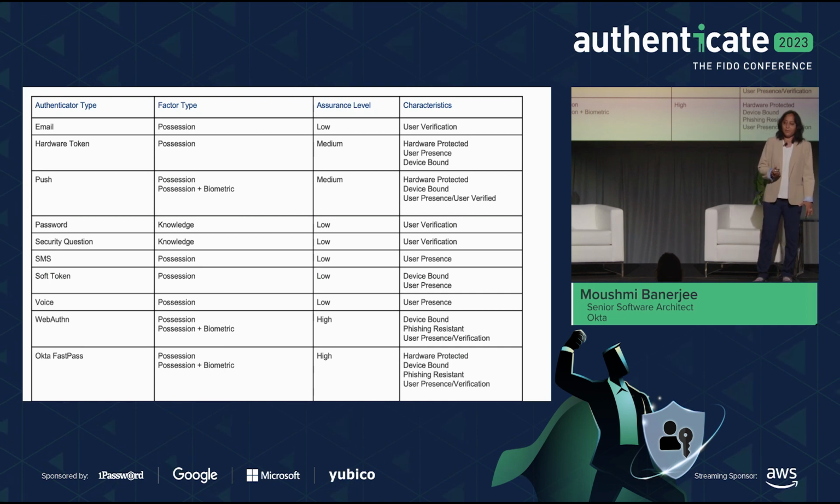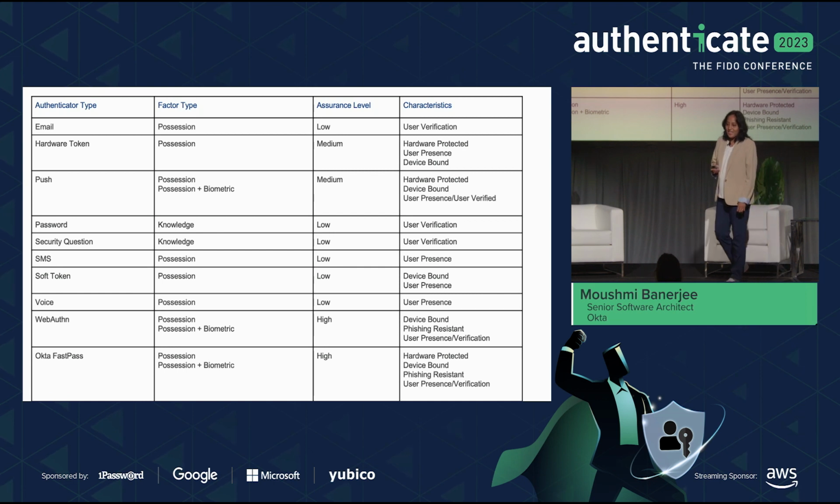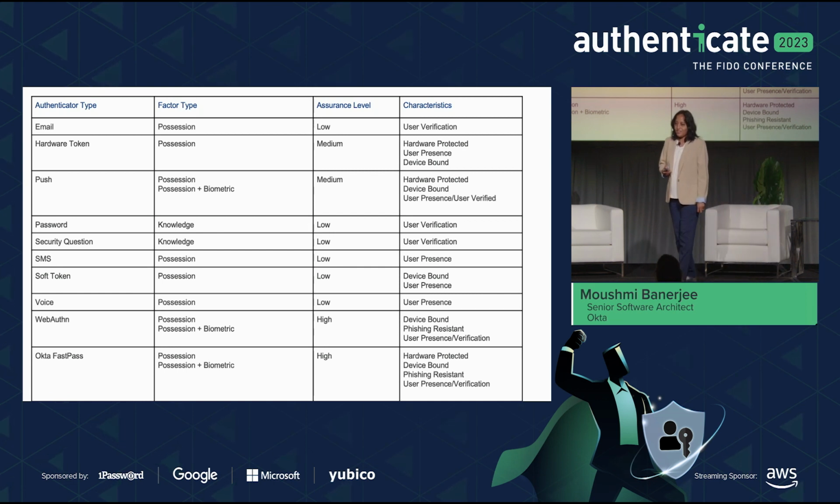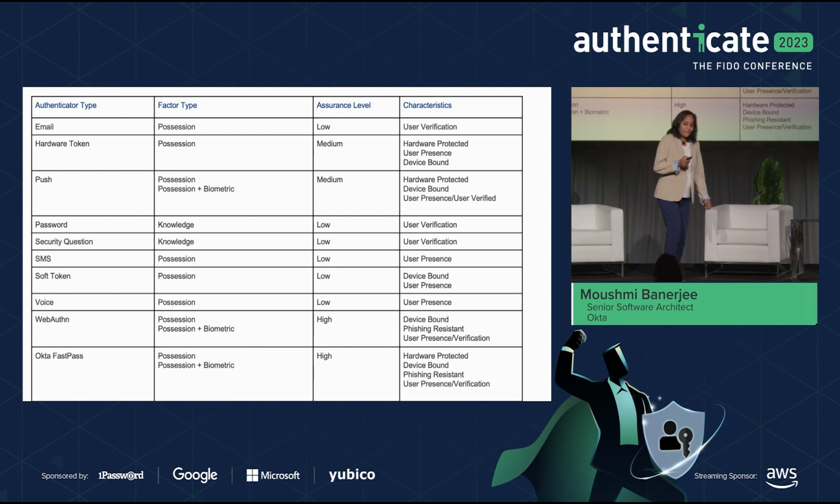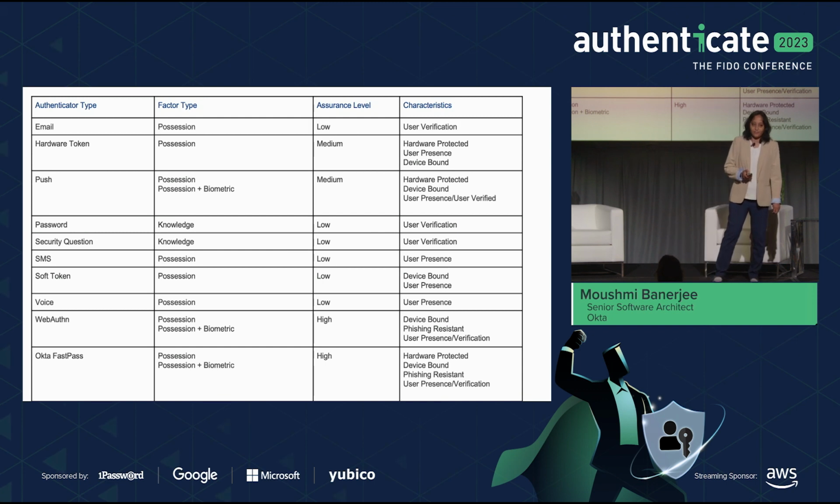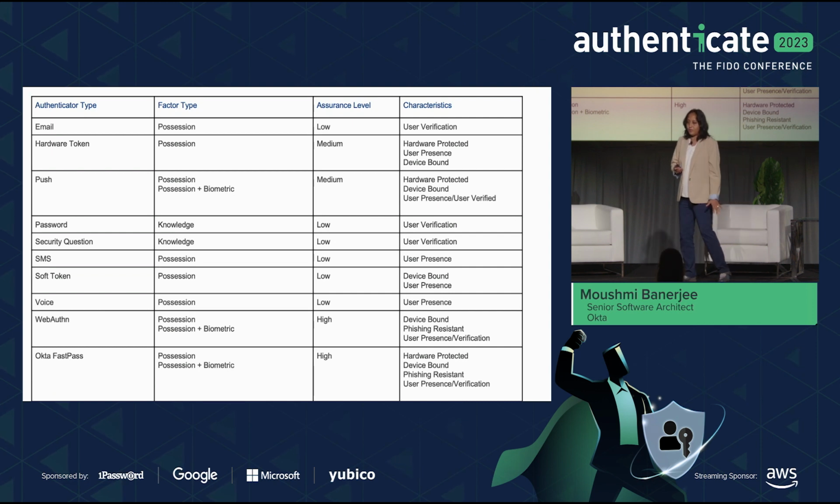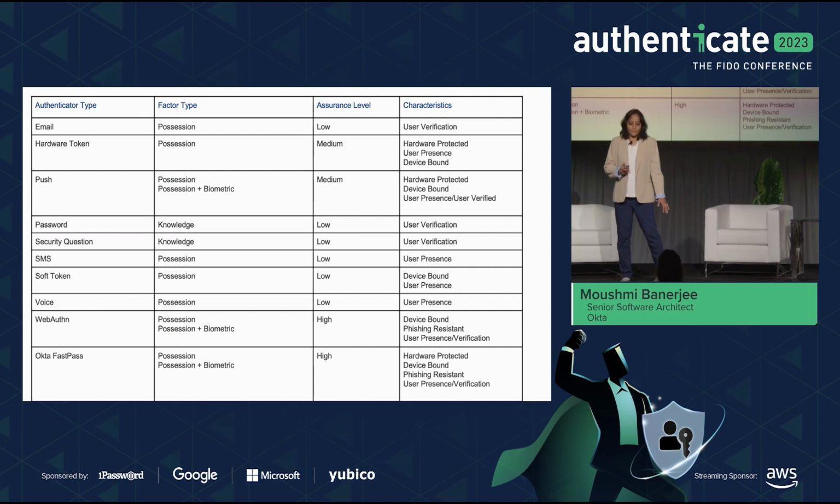This might be familiar to most of you folks. The password and security question are the knowledge-based factors, which provide very low assurance. Then we have email, which is a possession factor, which can be used for user verification. Then we have SMS and voice, which are both possession factor, but they only validate that the user is present. Hence, are marked as very low assurance level.